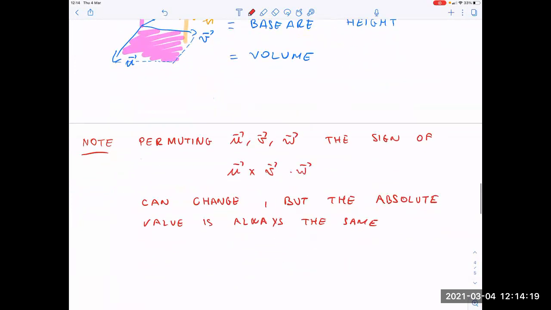So for example, if you take V cross U dot W, this is minus U cross V dot W. And then you can try exchanging also V and W, but the answer is going to be always either plus or minus the volume, okay?